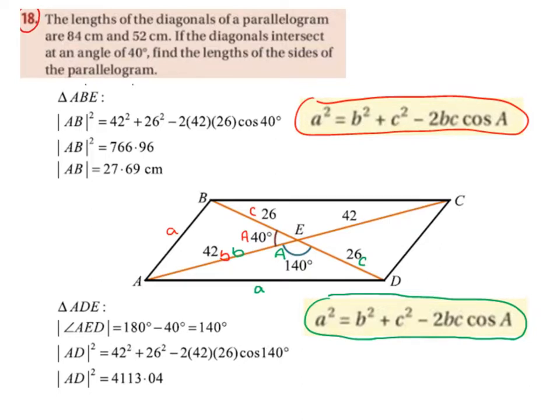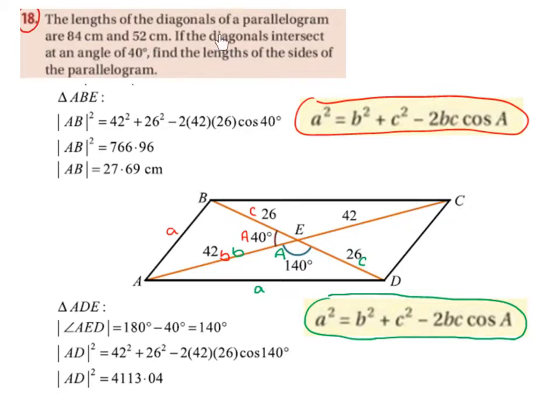I decided to label AE as 42 instead of BE because AE is clearly longer than BE, and 42 is clearly bigger than 26. But if you had actually drawn your parallelogram the other way around, then your labelling would have been different.